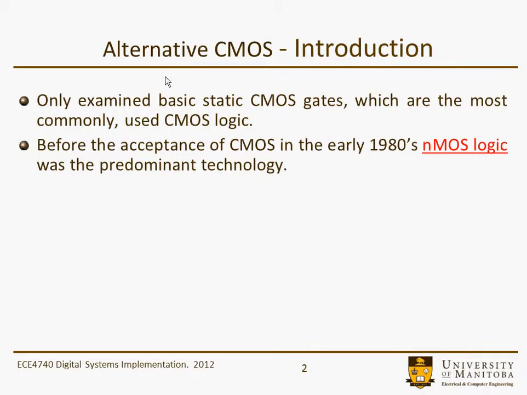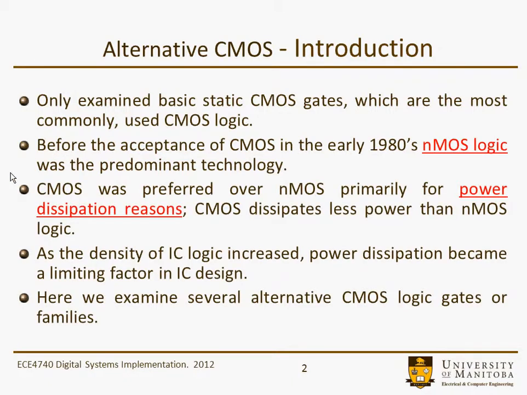So up till now we only examined some of the basic static CMOS gates, which are most commonly used, and this is called full CMOS logic. But historically speaking, before the acceptance of CMOS in the early 1980s, which is a long time ago now, NMOS logic was the predominant MOS technology, but CMOS was preferred over NMOS primarily for power dissipation reasons. So CMOS dissipates less power than NMOS logic. So that's sort of in quotes.